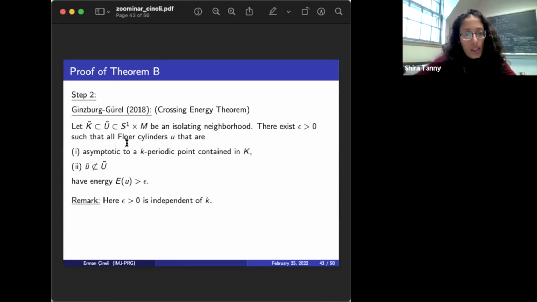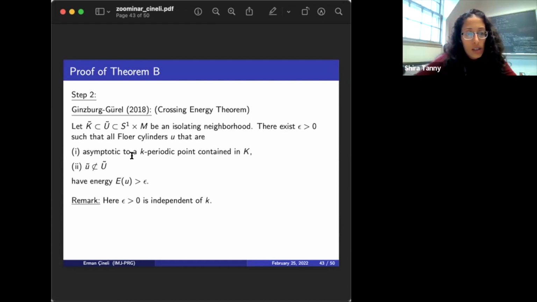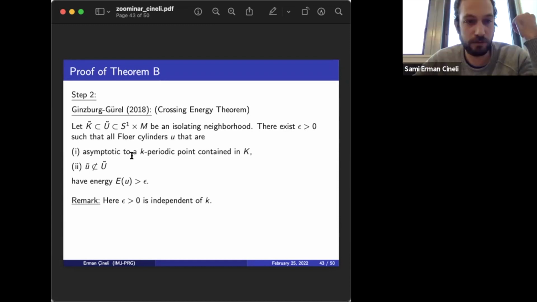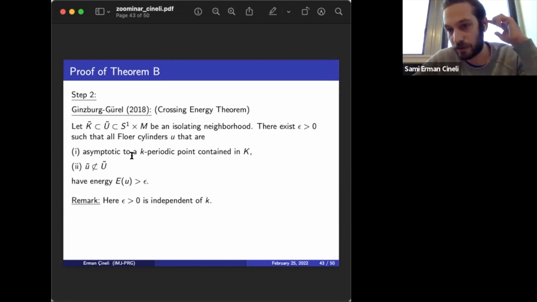Why did you emphasize the independence of K here for the lower bound for the energy? Is it harder to achieve than just a lower bound that decays with the period? Yes, it is harder to achieve, to find a bound which is independent of K.